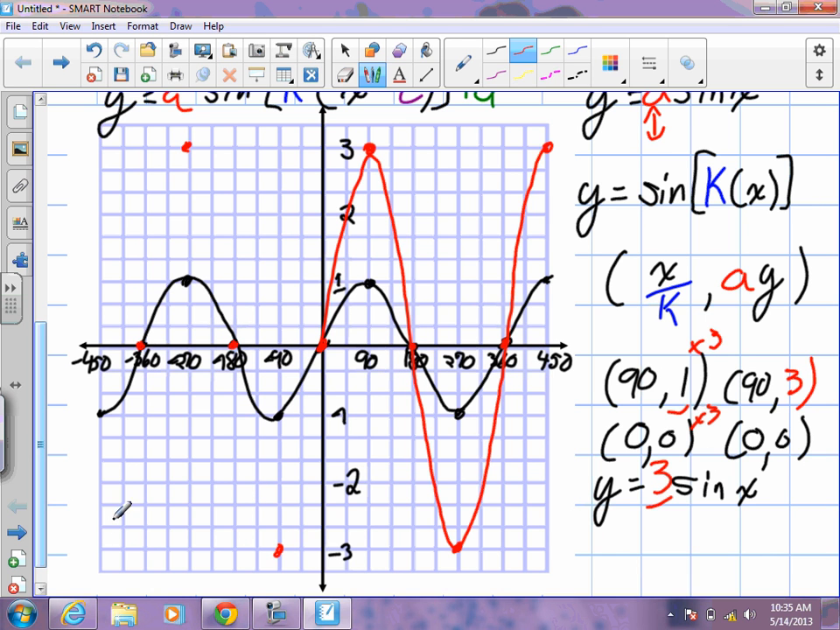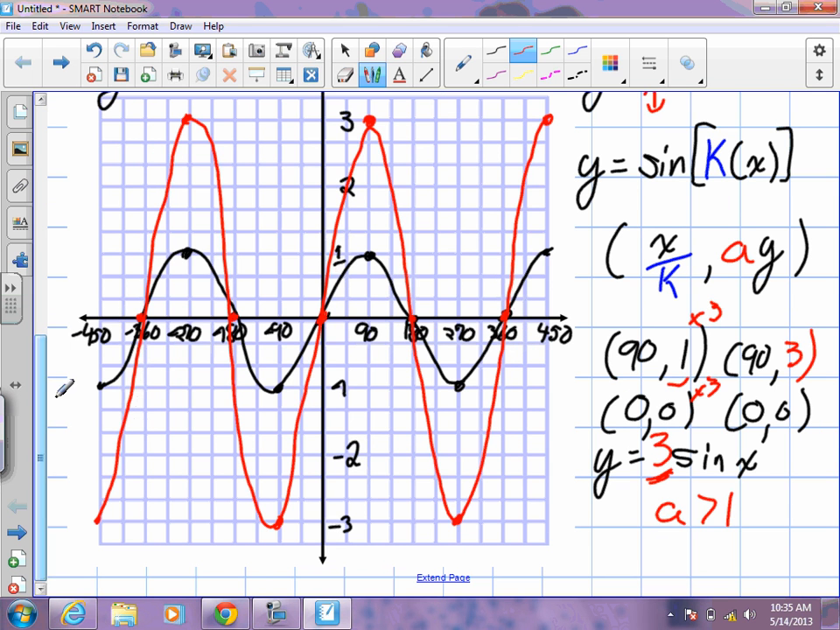And this is a vertical stretch of our sine wave. So that's what happens when A is greater than 1. They'll give you this. So if it's 3, multiply by, exactly, all the y values.